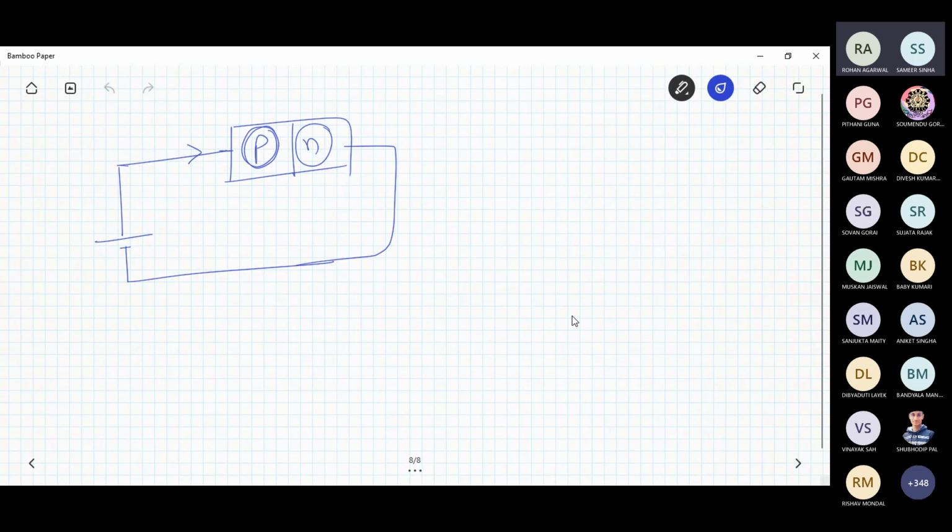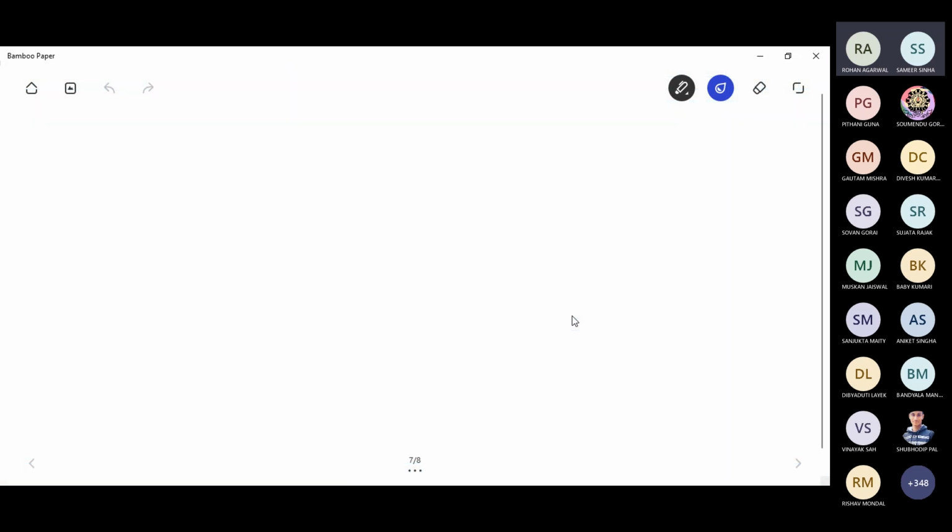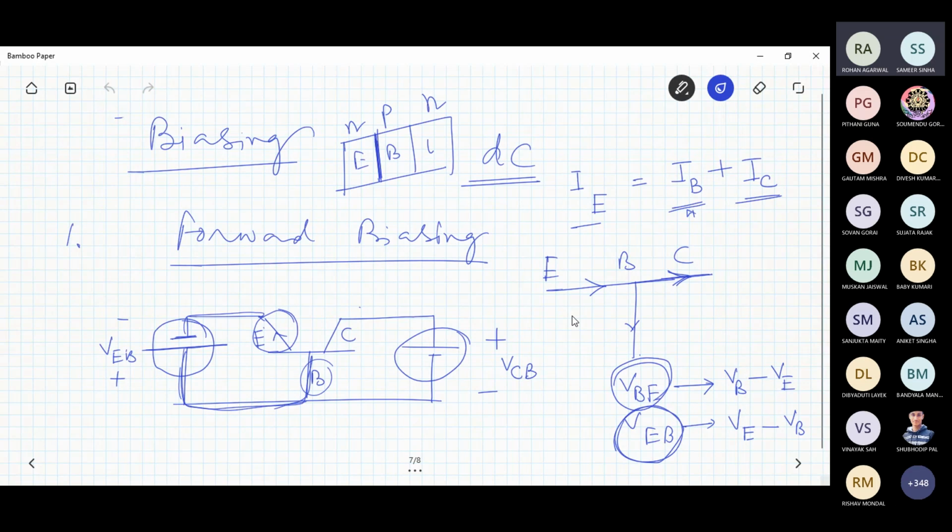Sir, in that case, it must be VB, no, sir? Which one? Yes. B is positive, then it must be VB, no, sir? Yes. Have I written anything else apart from VEB? Okay, sir. It should be VB. See, the notation must be V is greater than VB, no.